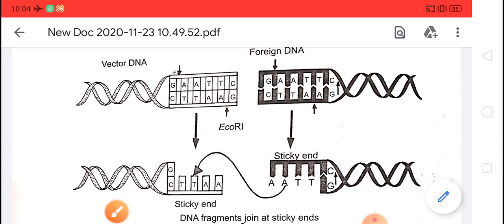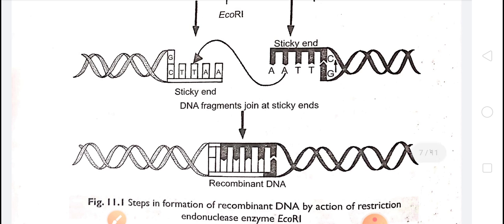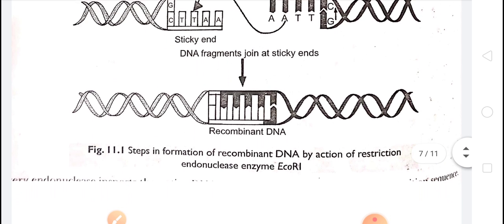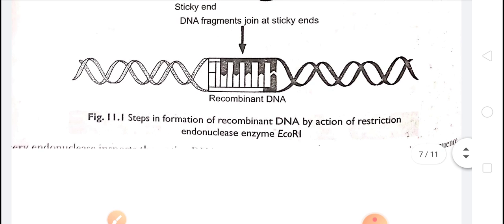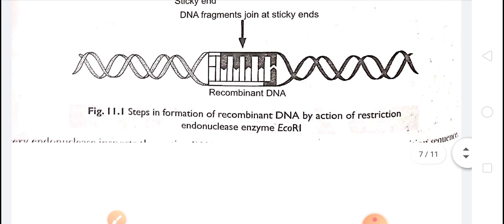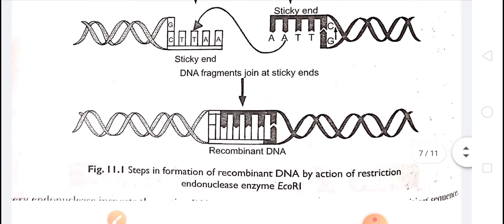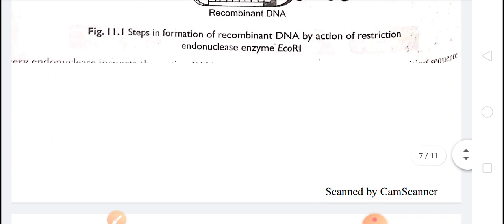So the first tool, the restriction enzyme, is responsible for cutting the DNA, and in this way the recombinant DNA can be formed. Here is the example of EcoRI, the restriction enzyme that cuts the vector DNA and foreign DNA into sticky ends, and these sticky ends are joined together by DNA ligase to form the recombinant DNA.